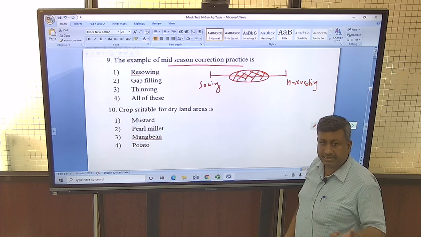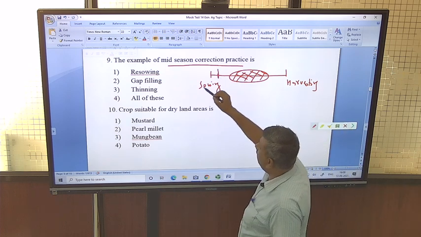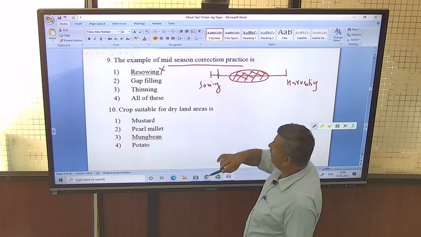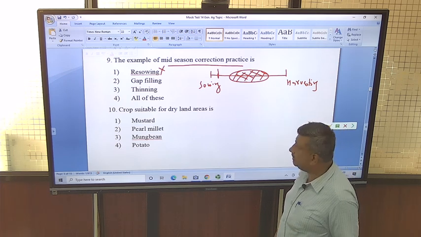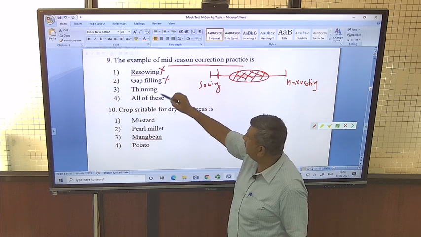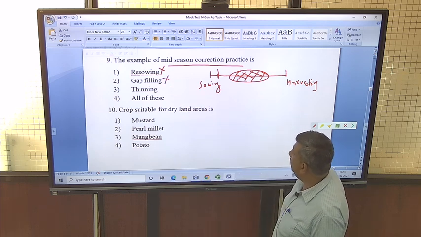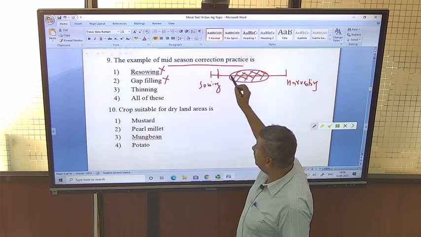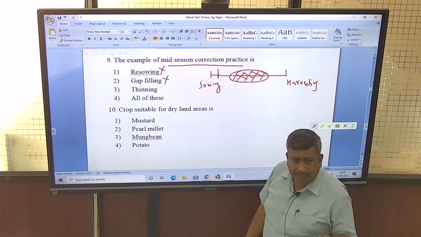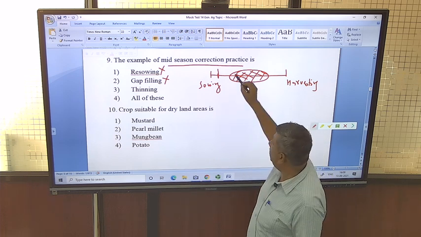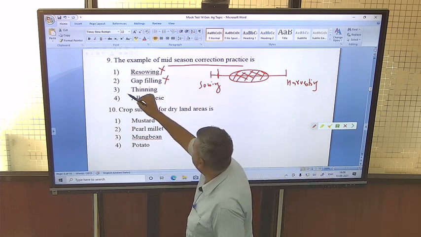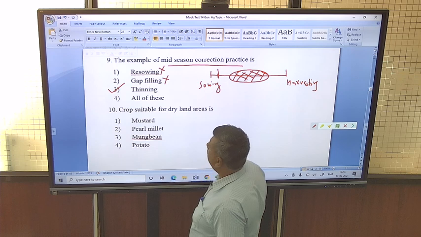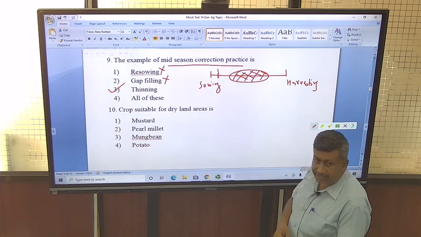Resowing is done up to the early stage, so it is not mid-season correction. Similarly, gap filling is done in the early stage of the crop, so it is not mid-season correction. Thinning is done after 30 days or 20 days or 25 days, when plants attain good height. So, thinning is the mid-season correction. This is the correct answer, thinning.